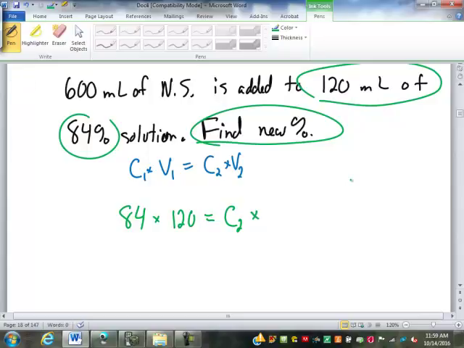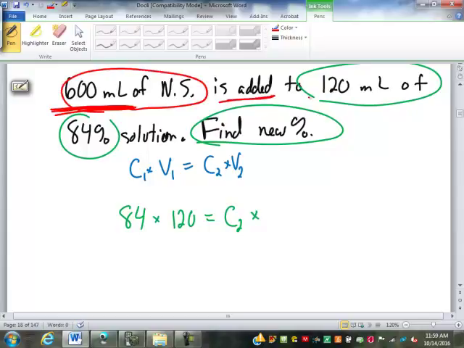What's the volume? A lot of people want to put in 600. It's not 600. Why not? That's just the saline. It is added to 120. So what has to go in here is 600 milliliters plus 120 milliliters to get the total volume afterwards.